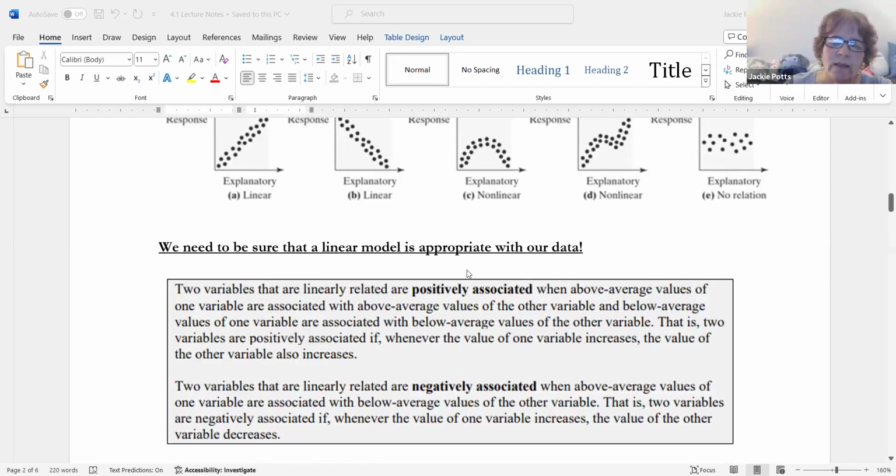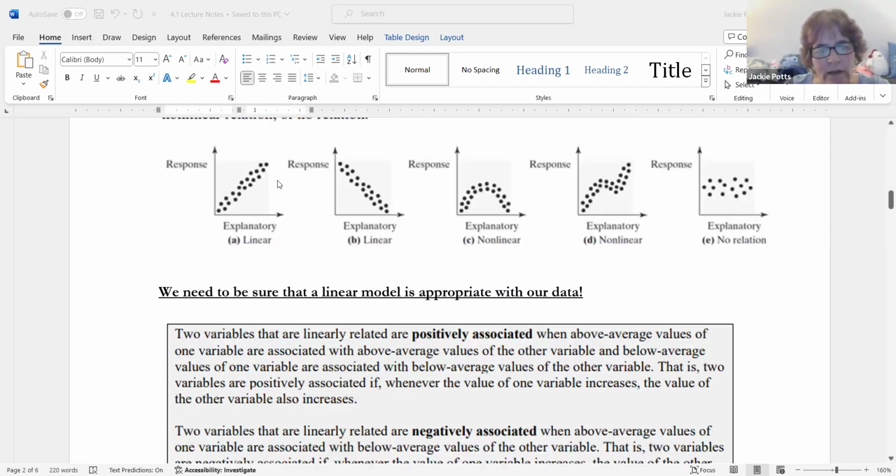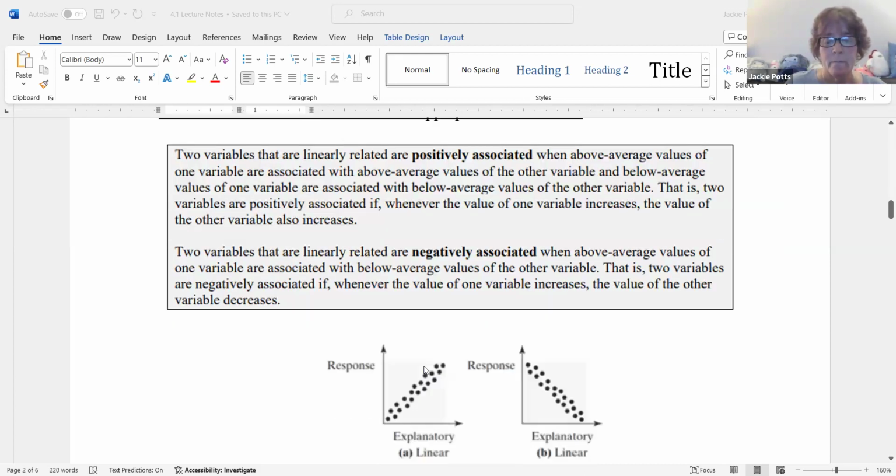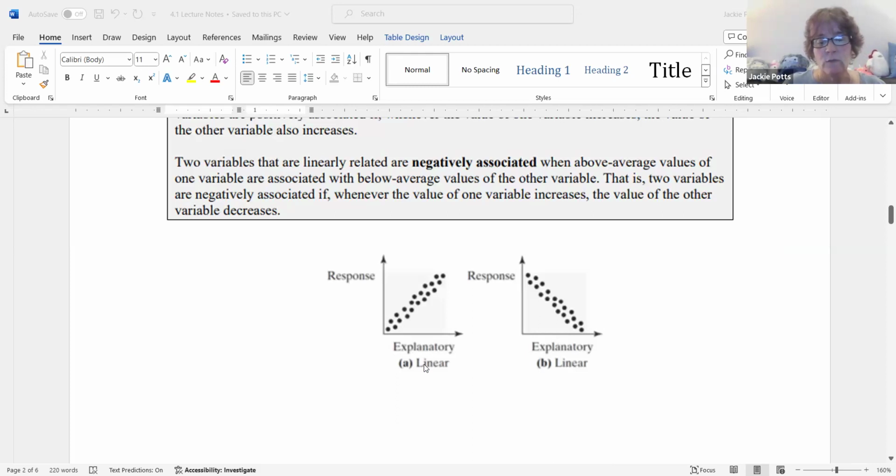So this just basically goes through. We say something is positively associated when it looks like this. We say it's negatively associated when it's like this. Well, I'm also going to give you a hint. This will also throw a positive R, and this one throws a negative R. So if it's positively associated, you're going to get a positive R. Negatively associated gives you a negative R. All right? And that's what they're talking about here. This is positive, this is negative.